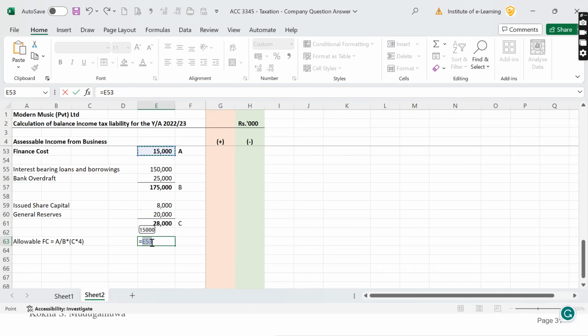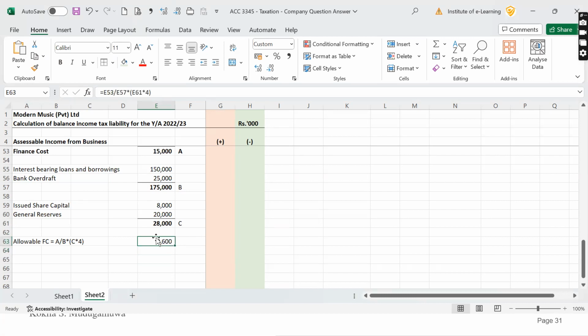Here I will write the formula: finance cost divided by the loan amount, multiplied by share capital plus reserve into 4. Then you will get this amount. This much of cost is allowed as a deduction, even though you incur 15 million. You can deduct only a maximum of 9.6 million.